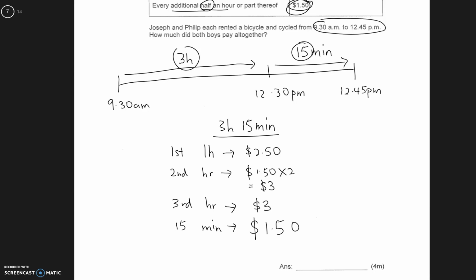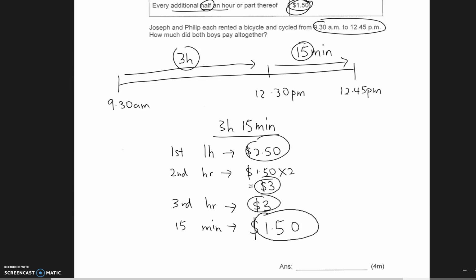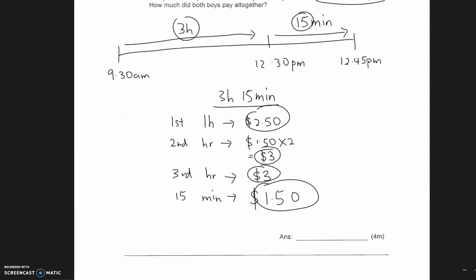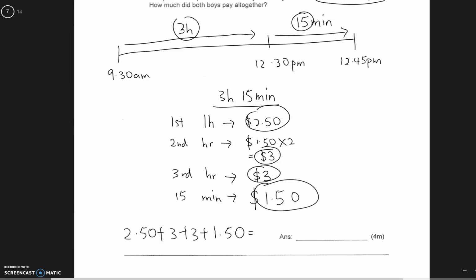So these three numbers give you the total cost for 3 hours, whereas this one gives you the total cost for the 15 minutes. So we're going to add these 4 numbers together, which is $2.50 plus $3 plus $3 plus $1.50. Now it's going to give you a total of 10. Okay, no units.